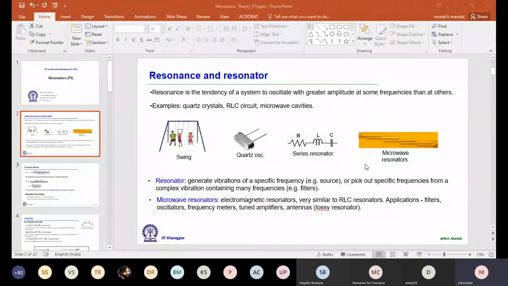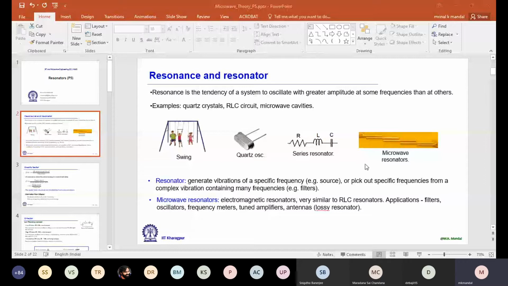So here also, when we design an RF source, we have two approaches. In one approach, we use a resonator to determine the frequency. Second example, frequency meter. In lab, we actually use this technique to measure the frequency of, let's say, an unknown source, what it is generating.